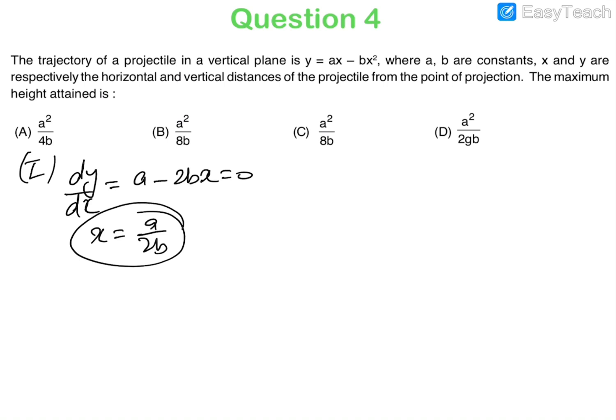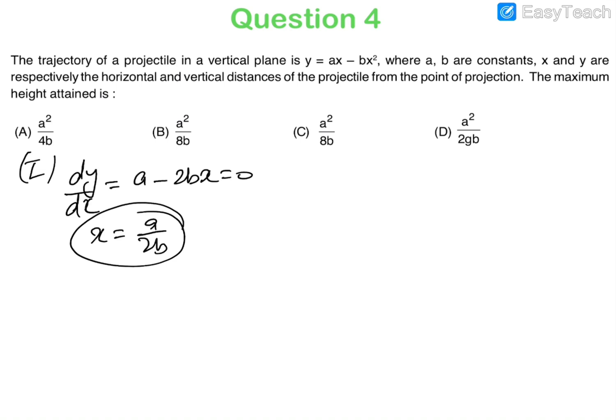First thing. Second thing is the fact that I have already taught in maxima minima that if there is only a single value of x to check the y, so we can just say that y would be maximum, because in the question it is asked about the maximum height. So y would be maximum at this point only, obviously.